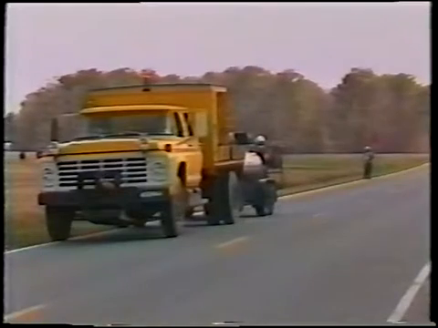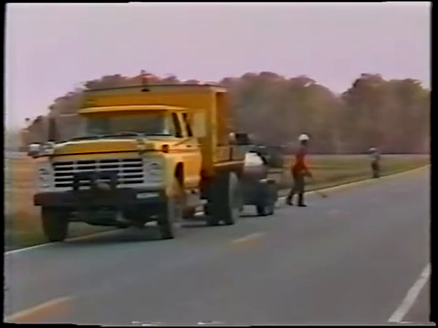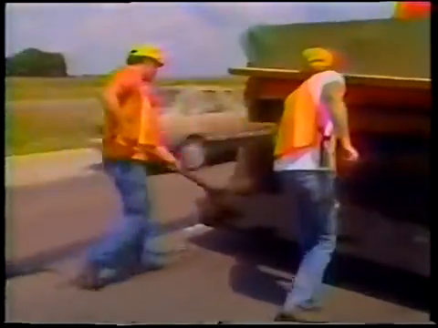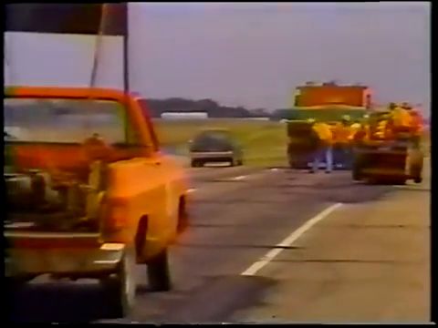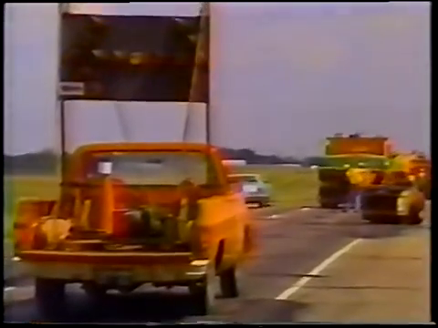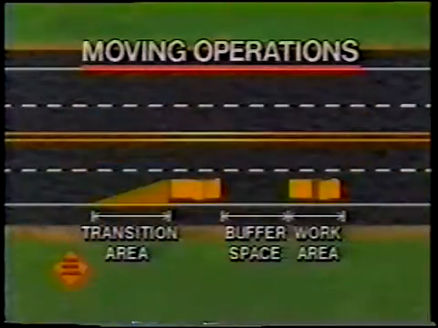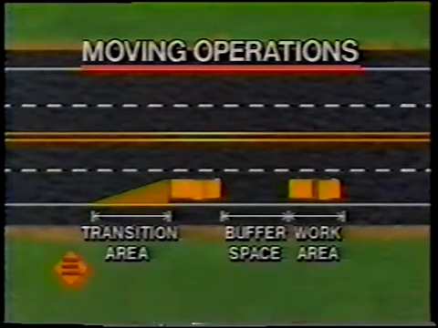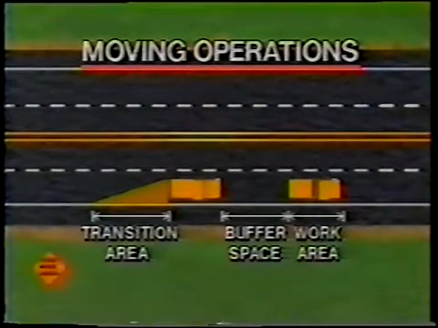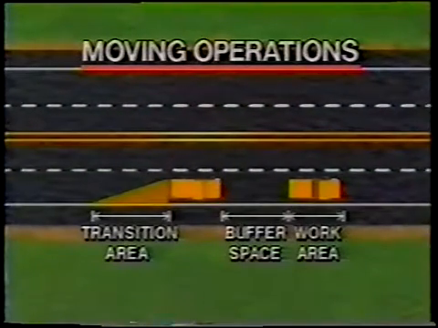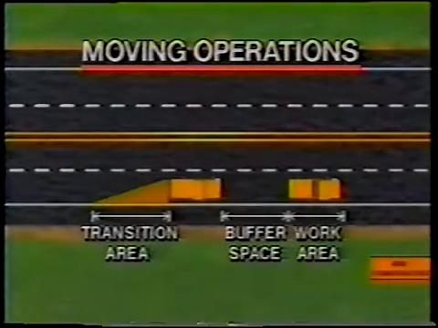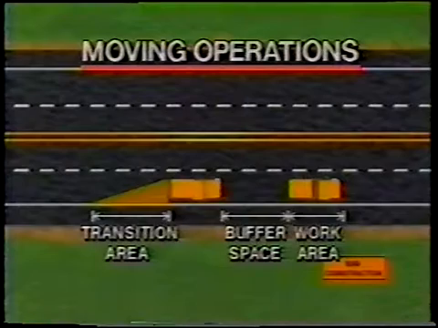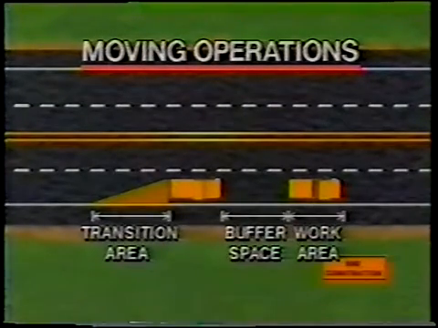In moving operations, the advance warning area may be provided by signs and flashing lights on the work vehicle. Additional advance warning signs may be warranted depending on the volume and the speed of traffic. A shadow vehicle equipped with an arrow panel sign and flashing lights may also be used. With moving operations, the transition area actually moves with the work area, and the buffer space is the area between the shadow vehicle, if one is used, and the work vehicle. The termination area is usually obvious to the driver passing the work vehicle. The use of a truck-mounted attenuator should be considered for moving operations.